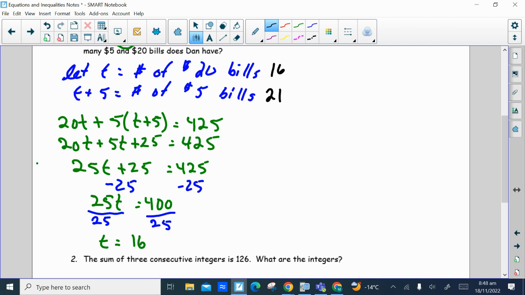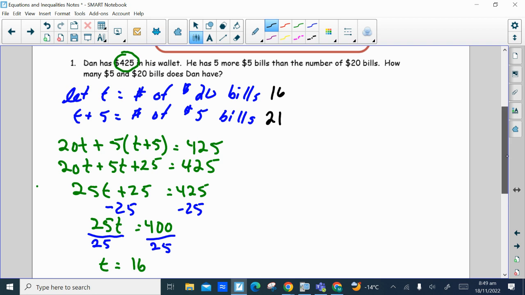Now, to check it, we came up with our own equation. So I wouldn't necessarily use the equation that we came up with in order to check it. Because if we came up with the wrong equation to begin with, our answer might check, but it might not equal what it's supposed to equal. You've got to match the scenario.